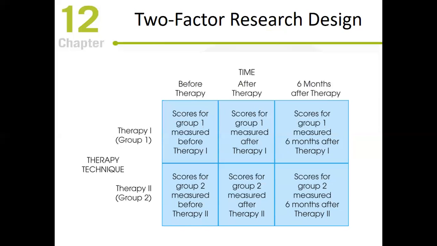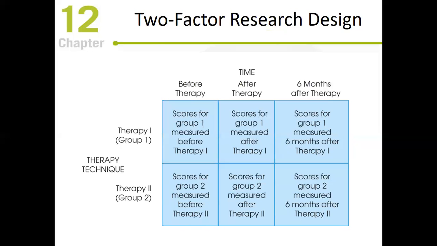Okay, so time is one factor, and it has 3 levels. Does everybody see that? Okay, time is a quasi-independent variable. We can't manipulate time. Okay, but we are interested in whether timing has an impact on this therapy's effectiveness. We're also looking here at therapy technique. Okay, so we have therapy method 1 and therapy method 2. This is another factor, and it has 2 levels.